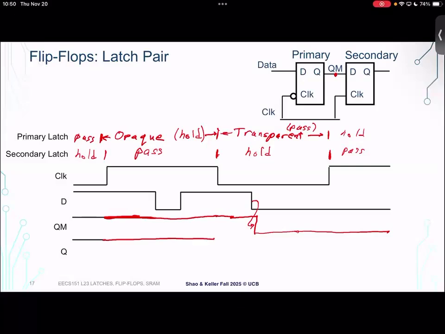Now, after the clock edge falls, that secondary latch turns opaque. It's holding the value. So that means it's ignoring any transitions that happen until we get to the next clock edge, right? Because at that clock edge, now suddenly that secondary latch transitions to a pass-through state, a transparent state, which means it's now going to pass QM through to Q. And so as a response to this clock edge, it's going to update the output.